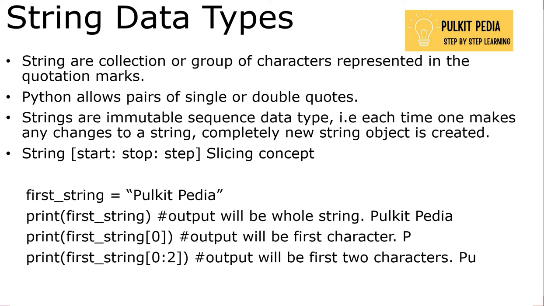Just an example for you: I define a string in double quotes, Pulkitpedia. Now if I give this string in print, the output will be the complete string Pulkitpedia. If I want to print just the first character of the string, I give index 0, so the output will be the first character P. And if I give a start and stop, start position 0 and end position 2, it will print two characters, like PU. Okay, we'll move to Spyder and see more examples.